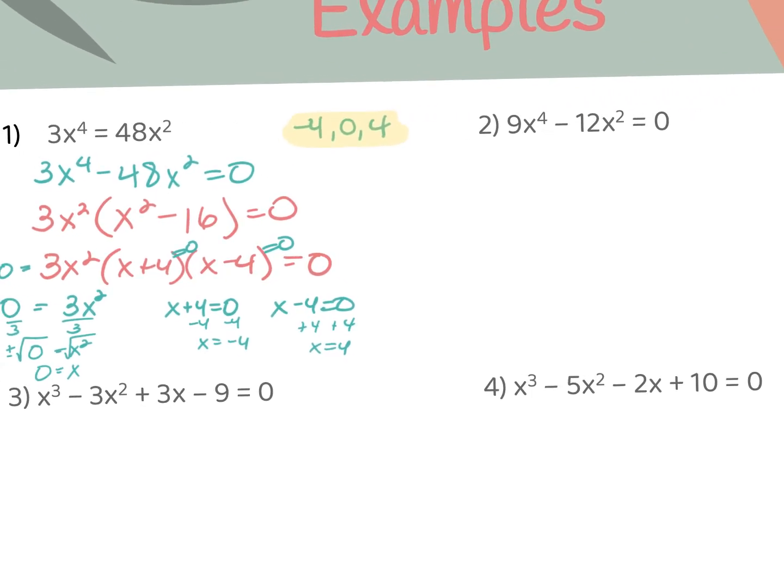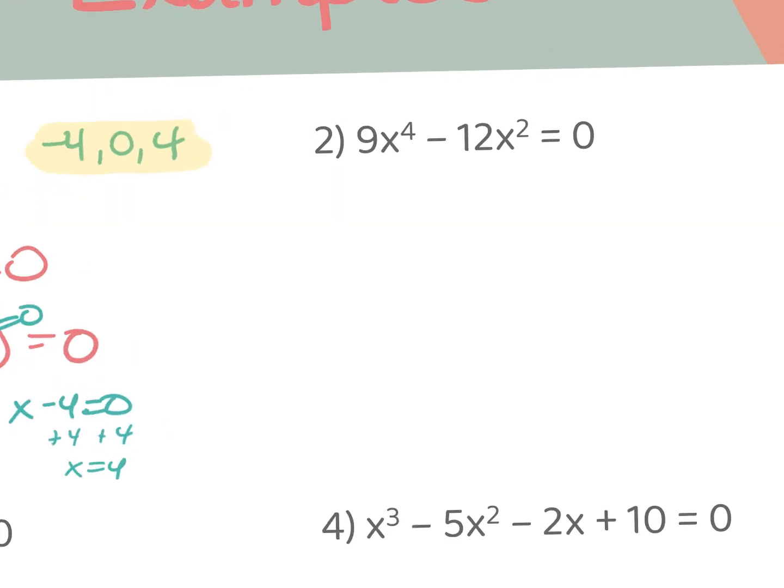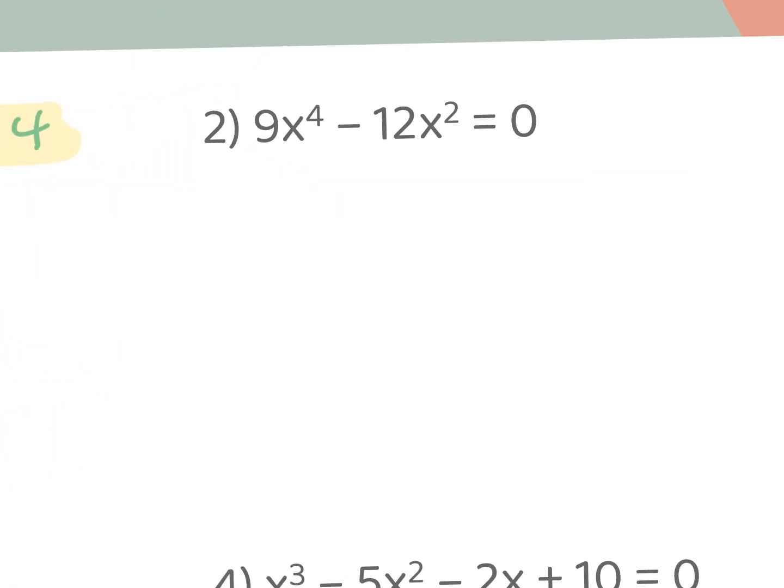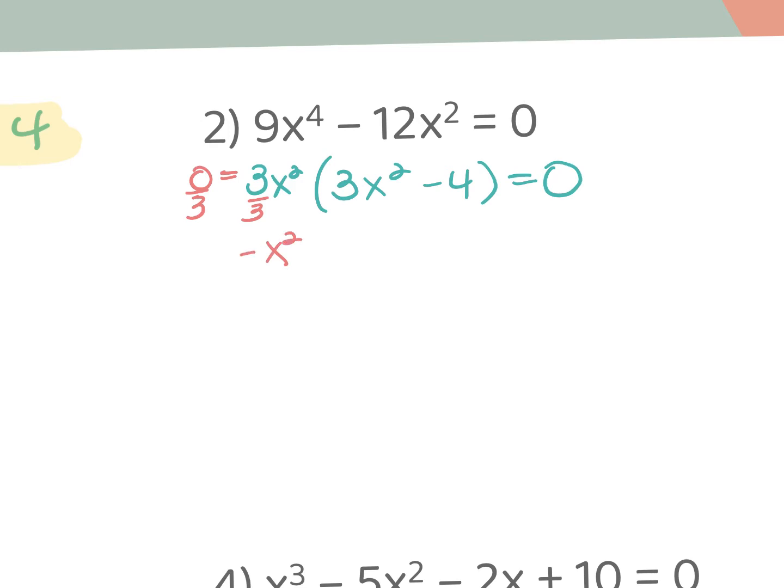All right, so what would you do for 2? Good, take out a 3x squared again. This time I end up with 3x squared minus 4. Can I factor the second set of parentheses? No, it's not the difference of 2 squares. The difference of 1 square is there, but not the other. So now I just go straight into splitting and solving. So I would divide by 3 here. I'd get x squared equals 0, square root, and I get plus and minus the square root of 0, which is just 0.